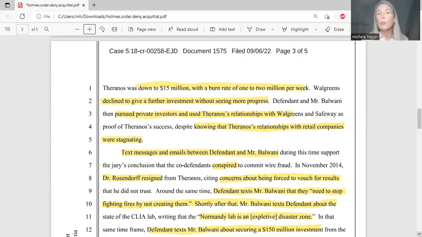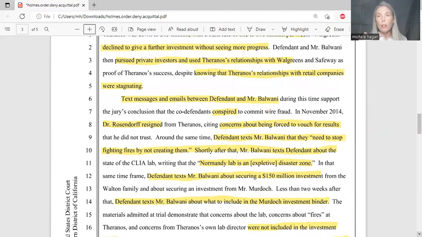So they pursued the private investors and used Theranos' relationship with Walgreens and Safeway as proof, despite knowing that Theranos' relationship with retail companies was stagnating, right? Because that's what the government alleged, that the Walgreens rollout had stalled.